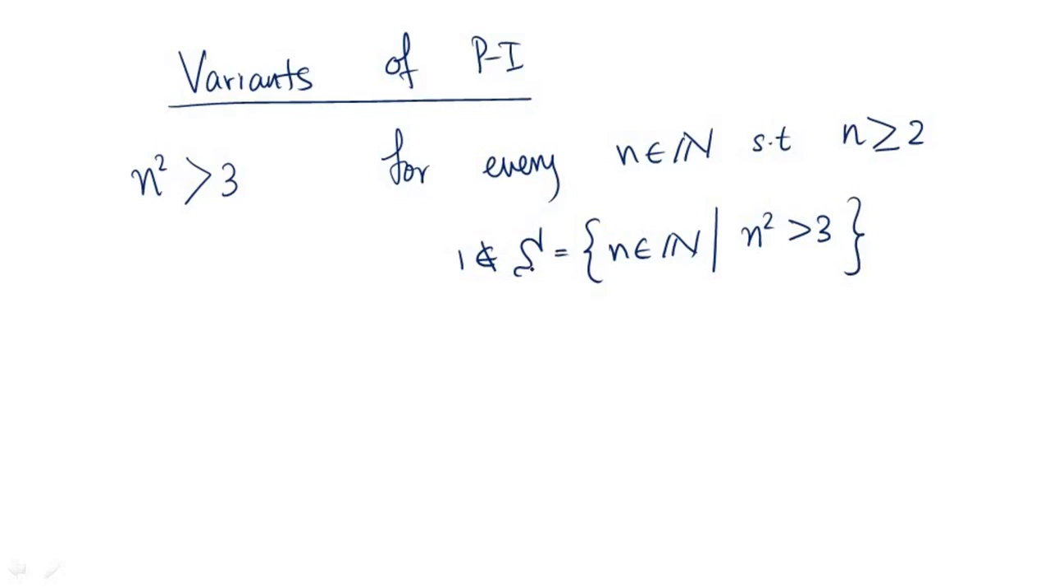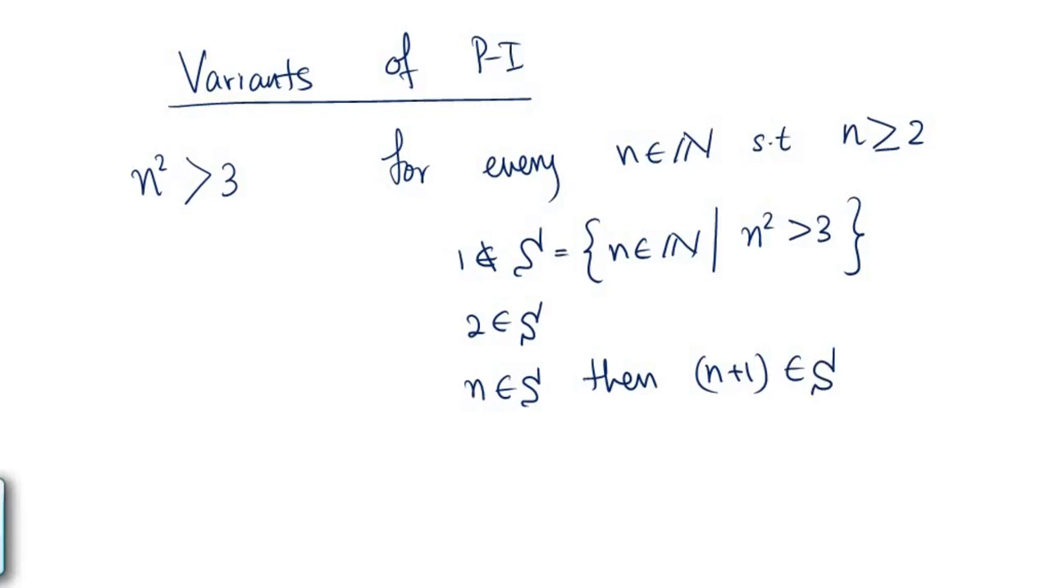However, it is clear that 2 belongs to this set, and we can also show without much trouble that if n belongs to this set S, then n plus 1 also belongs to this set S. In other words, I cannot start the induction with n equals 1, but I have to start with n equals 2. So I can easily show that this is true for n equals 2 because 2 squared is equal to 4 is greater than 3.